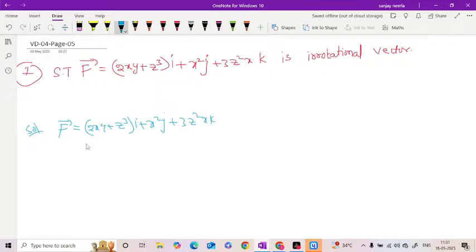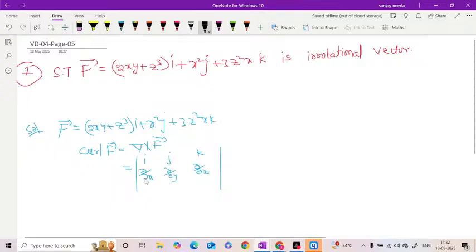Now we just have to prove that curl f, or del cross f, is 0. What is del cross f here? i, j, k in the first row. Second row is dou by dou x, dou by dou y, and dou by dou z. And the third row is 2xy plus z cube, x square, 3z square x. So here I am writing directly. So i into, what is the result?